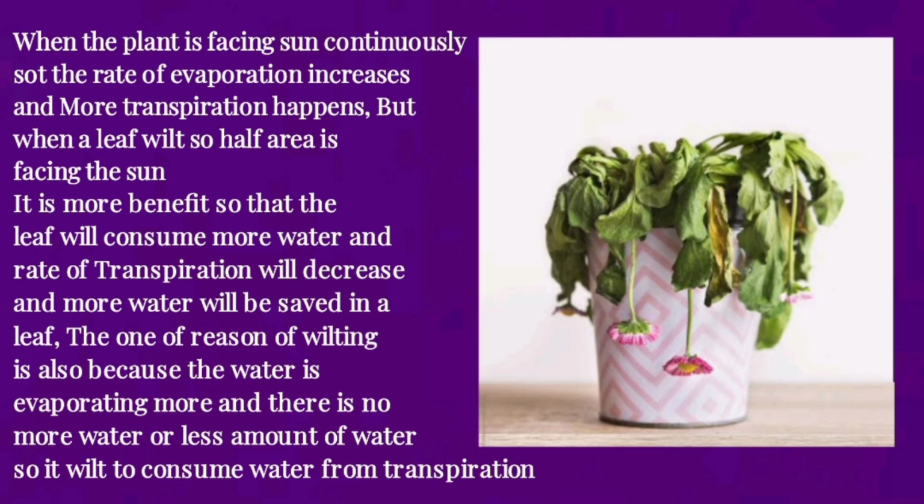One of the reasons for wilting is also that water is evaporating more and there is little or no water remaining, so the plant stops consuming water for transpiration. It is also important for a plant to wilt if it has less water inside it, because if it has no water, it can die, and it is necessary for a plant to conserve water.